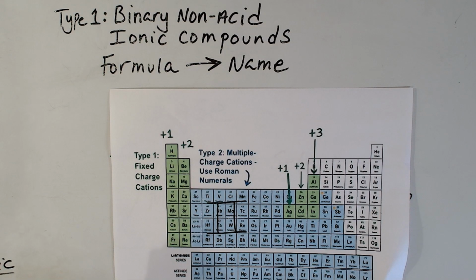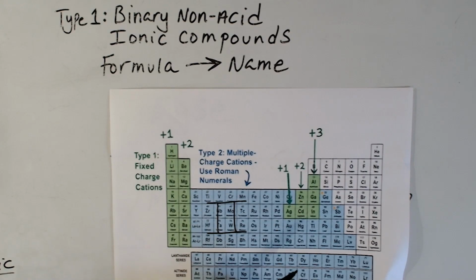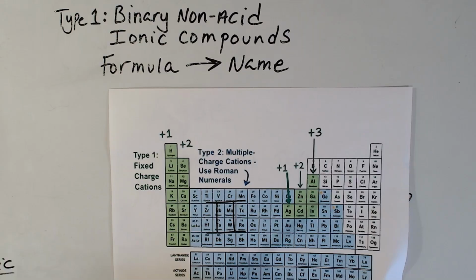So remember, if it's a binary non-acid ionic compound going from formula to name, if the first part of the compound, which is the cation, falls within the green region, then you're going to use type 1 rules.